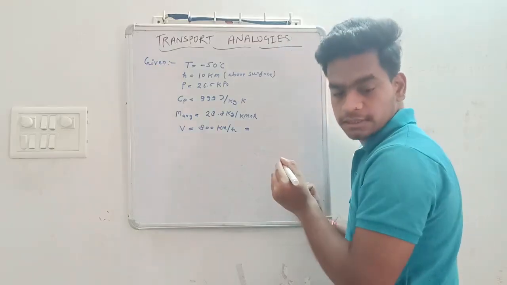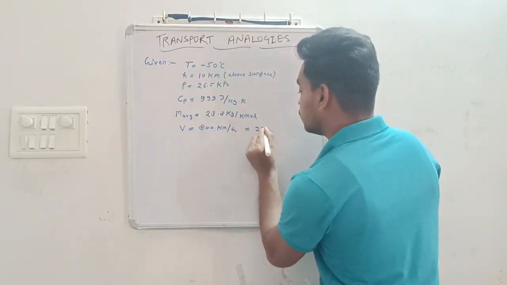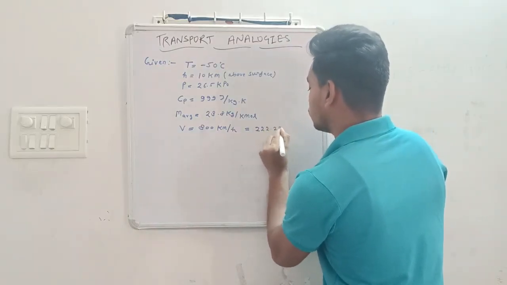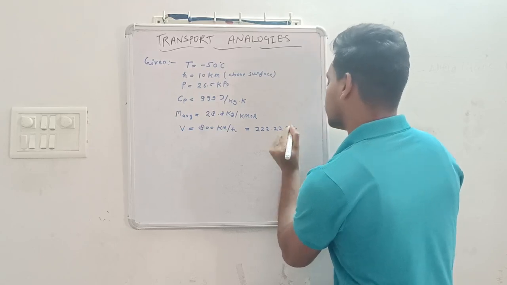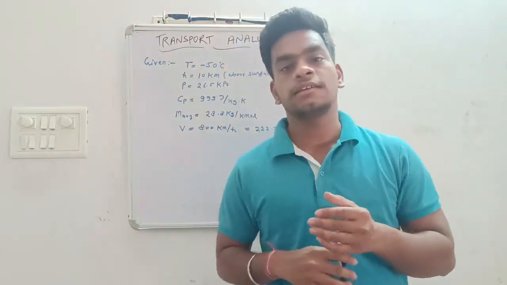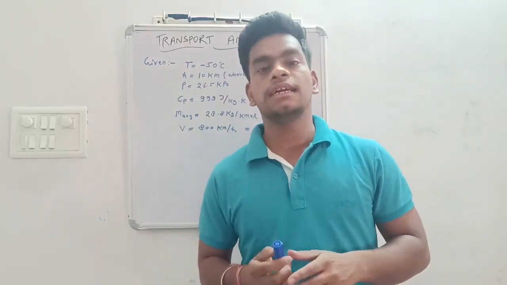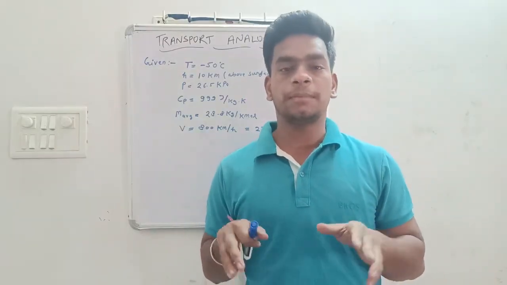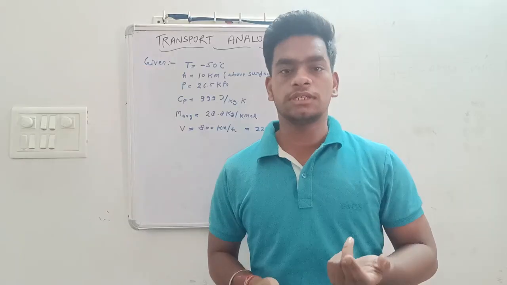So we get the value as 222 meter per second. So from here we need to calculate the heat transfer coefficient of the plane wings. So further we will solve the solution part of this question.